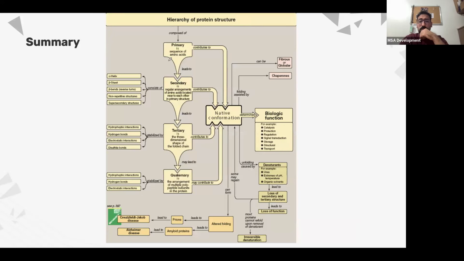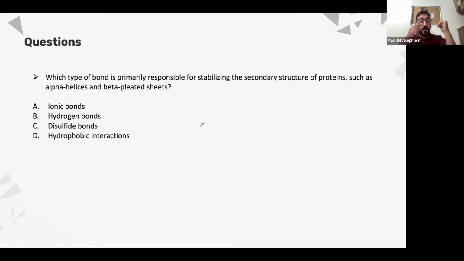But now this is the summary of everything. From the different types of proteins, primary, going to secondary, going to tertiary, going to quaternary, with different bonding over here. And if there is altered folding, it will lead to amyloid proteins, leading to Alzheimer's, maybe Parkinson's disease, and other diseases, and prions, as we said, such as CJD. You can go over it on your own, and I prepared some questions for you. We'll go over them very quickly.